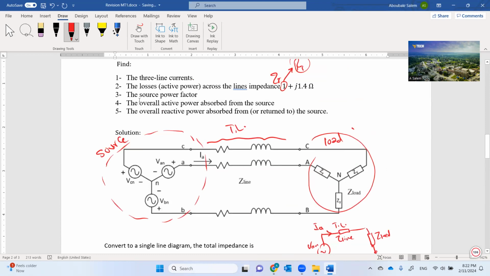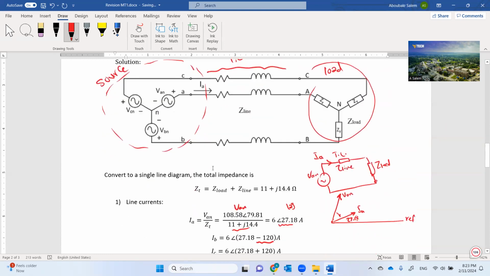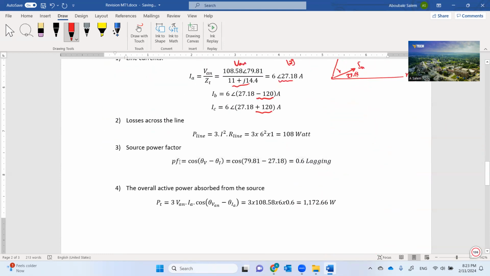Let's see the third part. Find the source power factor. So we know the value of VAN, magnitude and angle. We know the current as well. So we can say the power factor is cosine theta VAN minus theta IA. So this is simply power factor equals cosine theta V minus theta I. And the V is VAN. So this is theta VAN, and this is theta IA. If you subtract these angles and take the cosine, it would be 0.6. And I mentioned here it's lagging.